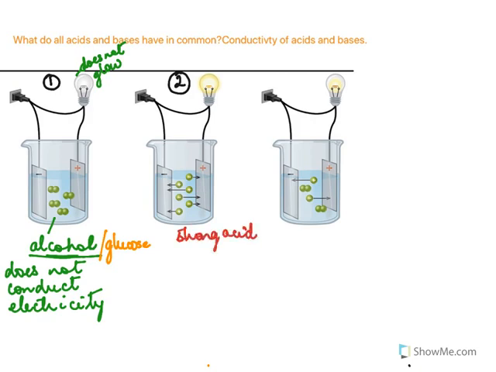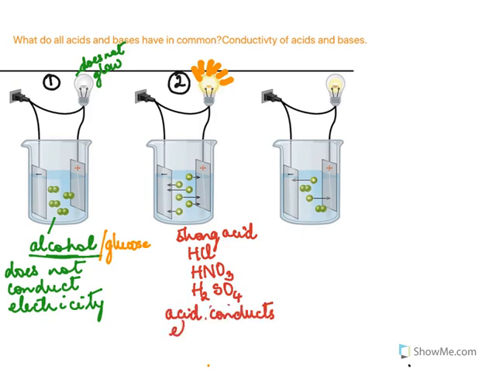A strong acid means we can replace it with HCl or nitric acid or sulfuric acid, and we find then the bulb begins to glow here, which means this acid helps in the conduction of electricity. Acid conducts electricity. It allows electricity to pass through it.